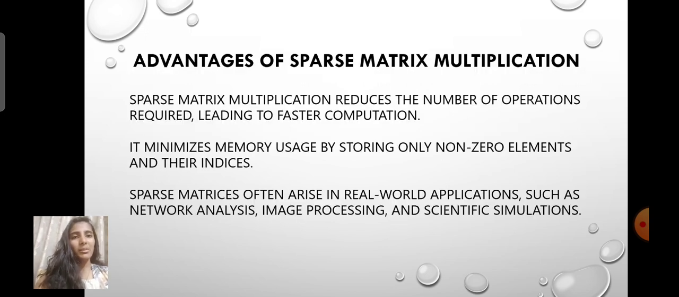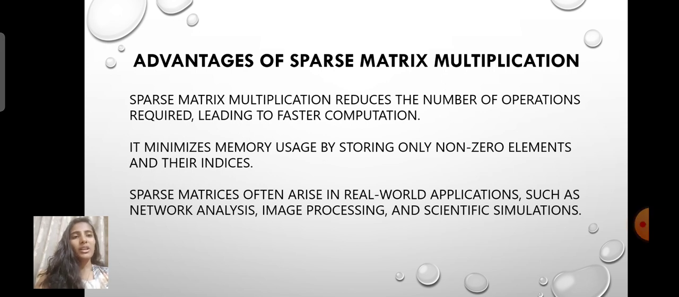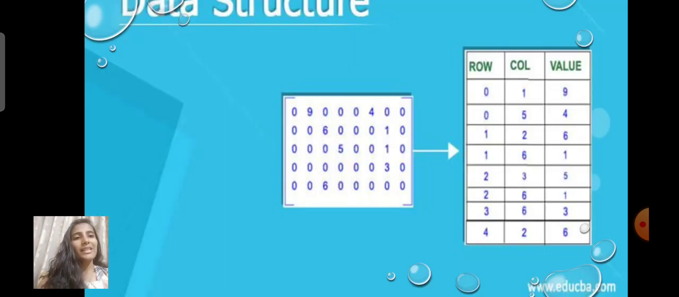Advantages of sparse matrix multiplication. Sparse matrix multiplication reduces the number of operations required, leading to faster computation. It minimizes memory usage by storing non-zero elements and their indices. Sparse matrices often arise in real-world applications such as network analysis, image processing, and scientific simulation. It is an example of how the matrix is represented as a sparse matrix in DSA, where the non-zero elements are indicated with the values present at the given rows and columns.